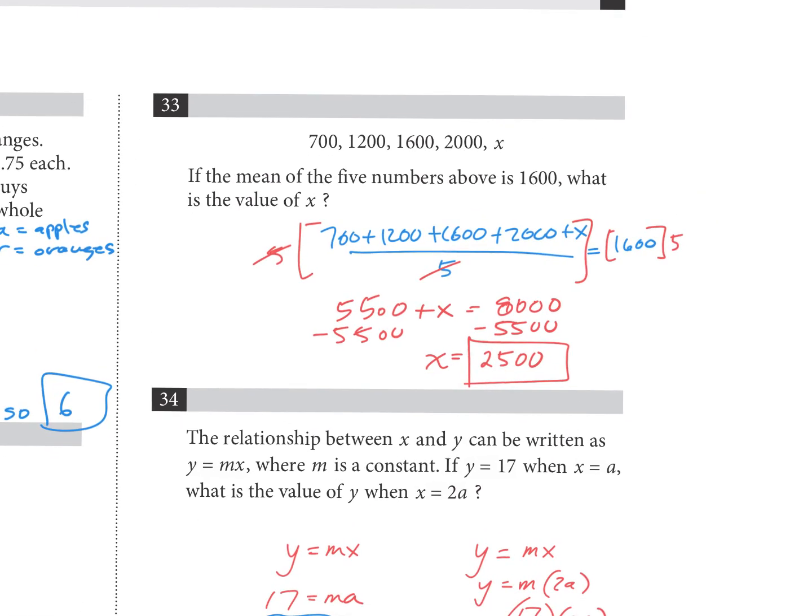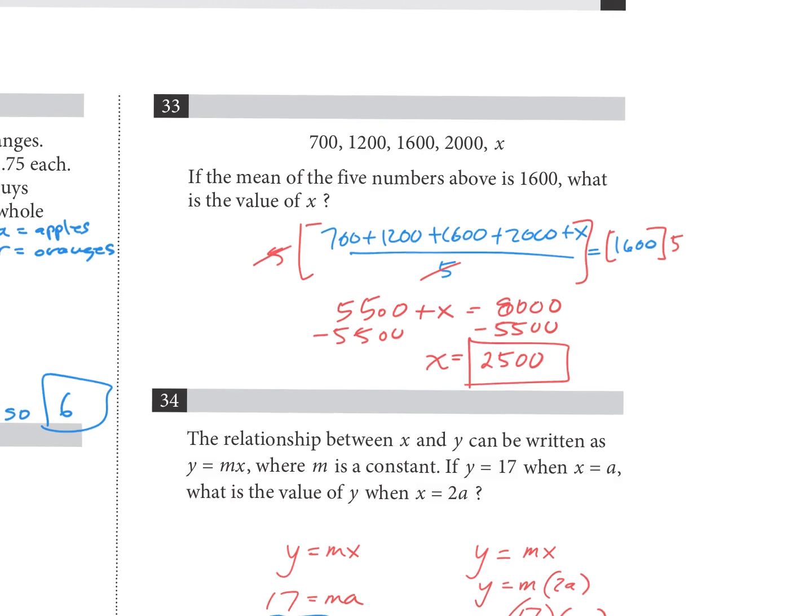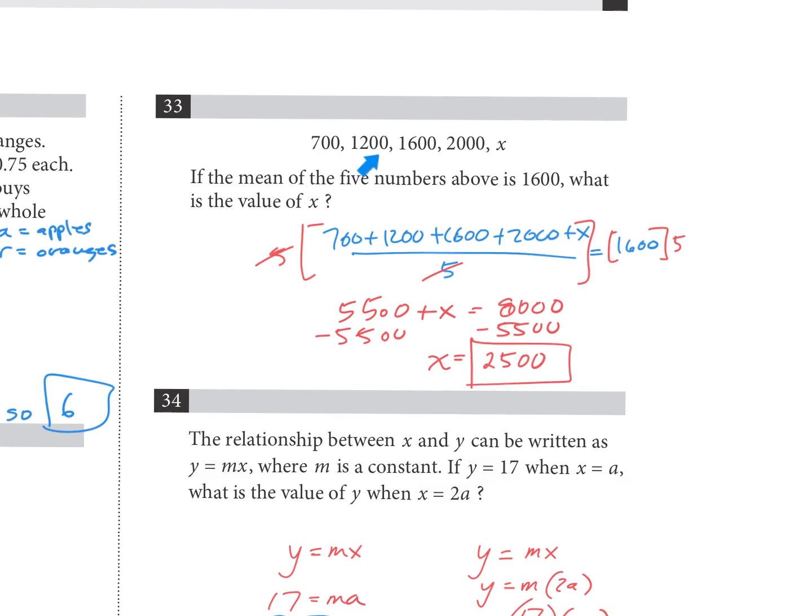33. This is a classic ACT question, but again, it's shown up in the SAT. It says if the mean of 5 numbers above is 1600, what is the value of x? So I do 700 plus this, plus this, plus this, plus x, divided by 5 equals the mean, 1600. Now you're solving the equation by multiplying both sides by 5. So that gives me 8,000 on the right. Now add up all the numbers I know on the left. That gives me 5,500 plus x equals 8,000. x equals 2,500.